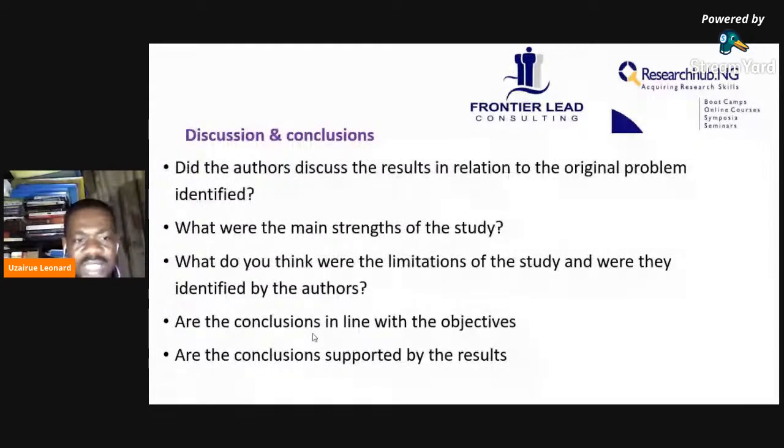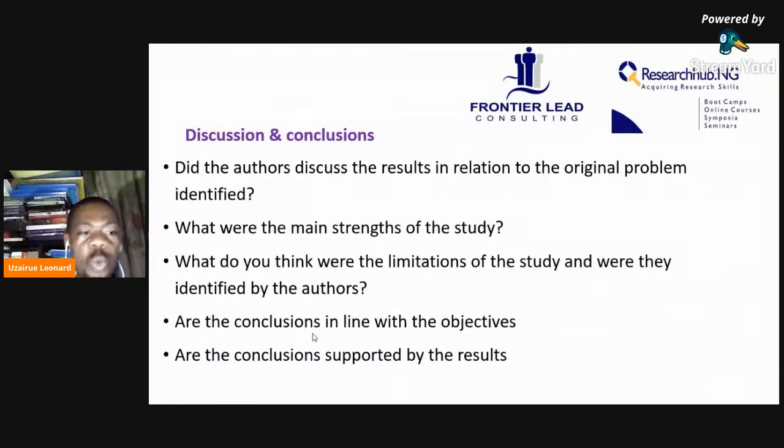Now, the discussion: did the author discuss the result in relation to the original problem identified? Because if, for example, you identify a problem, then in your discussion you are talking about another thing, it does not correlate. You should discuss the outcome of your result, relating it to the problem that is being solved. Based on your findings, you should relate your result to the problem that you initially identified that necessitated the conduct of the study.